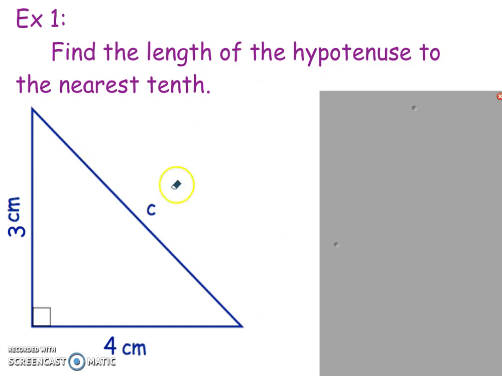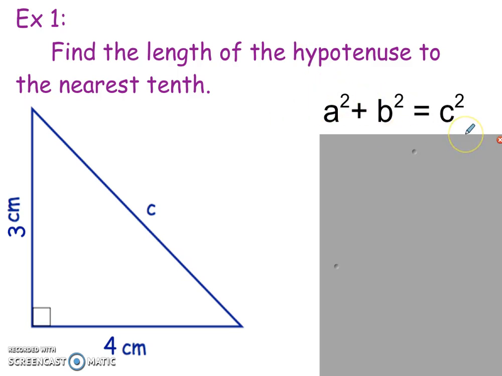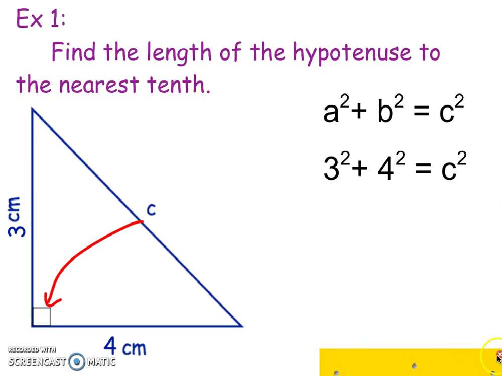We want to find the length of this hypotenuse, that side C, to the nearest tenth. So I'm going to start with my formula. A squared plus B squared equals C squared. Again, C is across from the right angle. A and B are interchangeable, so I could use 3 for A, or I could use 3 for B. It's not going to make a difference. I'm going to go ahead and put that in as 3 squared plus 4 squared equals C squared. Again, I could have done 4 squared plus 3 squared equals C squared, and that still would have worked. C is the only one that has to be in its specific spot.